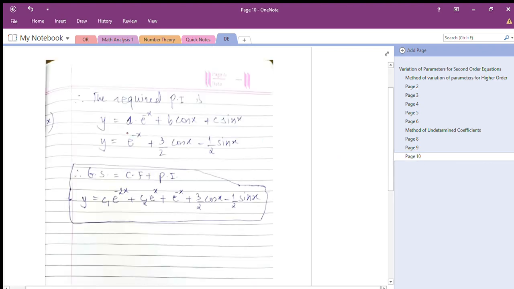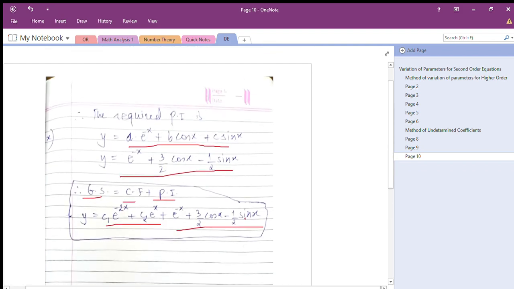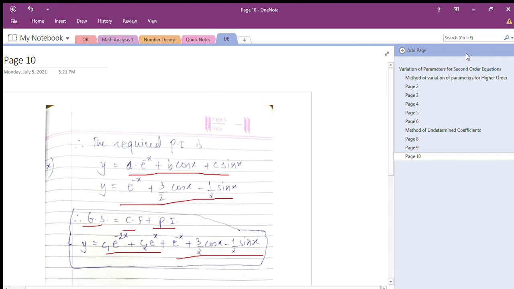After putting all these values in the PI, you will get your answer. Now the general solution will be CF plus PI. CF is known and this is my PI. So this is the completion of the method of undetermined coefficients.